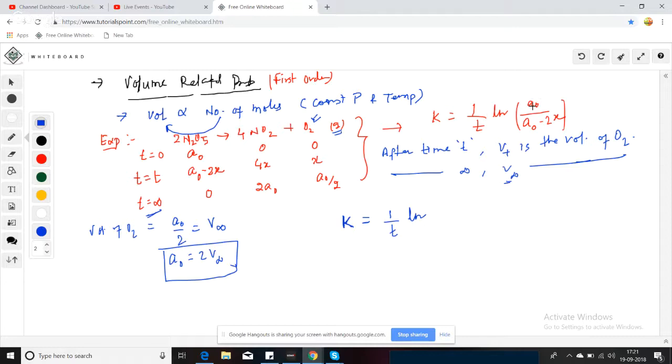Right? So ln A naught is what? A naught is 2 V infinity, divided by A naught, again 2 V infinity. And what is x? x is nothing but Vt. So we'll write 2x here, so we'll write 2Vt. So the expression becomes: K is equal to 1 by t, ln of V infinity by V infinity minus Vt. This is the expression we get.